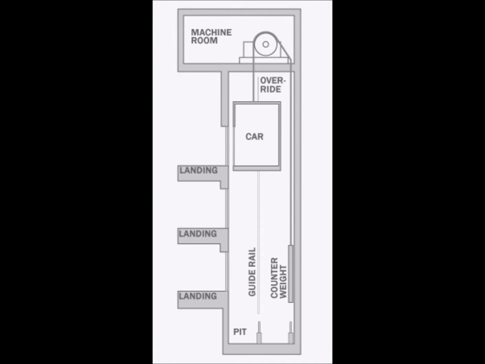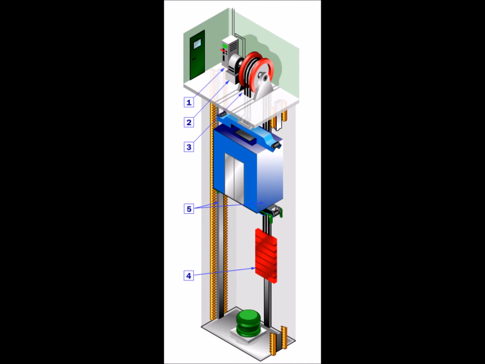Traction elevators are the other common type of elevators. Traction elevators involve the use of ropes, pulleys, and counterweights to raise and lower the cabs. Because they are not constrained by hydraulics, traction elevators can travel much farther distances much faster.